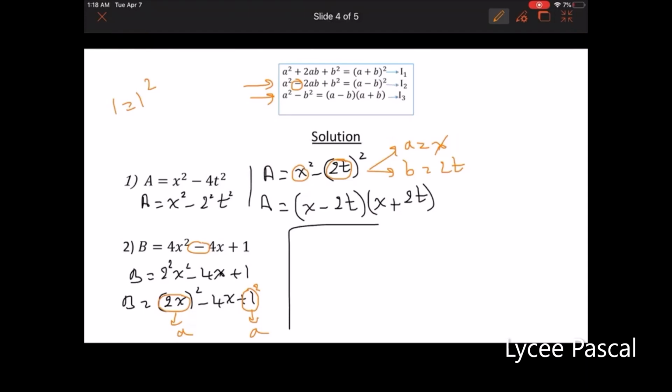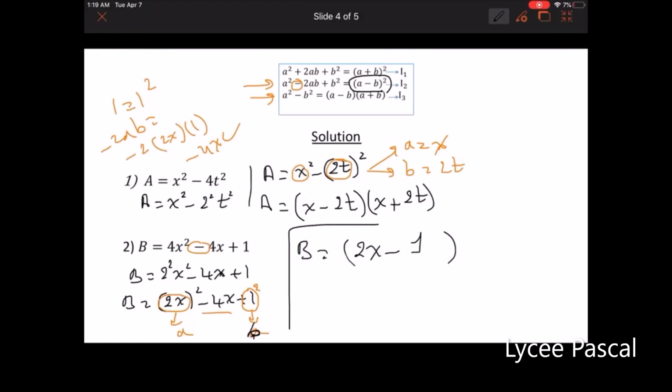Now we check the middle term if it is minus 2ab. Here minus 2ab is equal to minus 2 times a, which is 2x, and b, which is 1, so it is minus 4x. Yes, it's true, because here we have minus 4x. So now we continue. The identity says if we have a squared minus 2ab plus b squared, the result is a minus b squared. So a, which is 2x, minus b, which is 1, squared. So this is the factorization of the second expression, b.